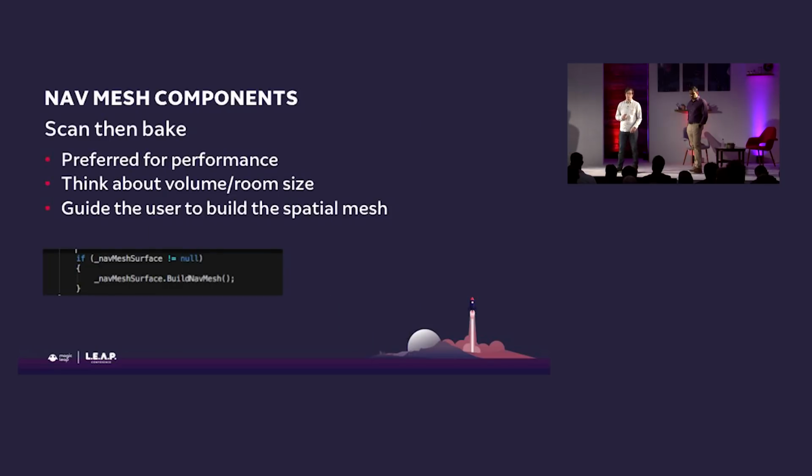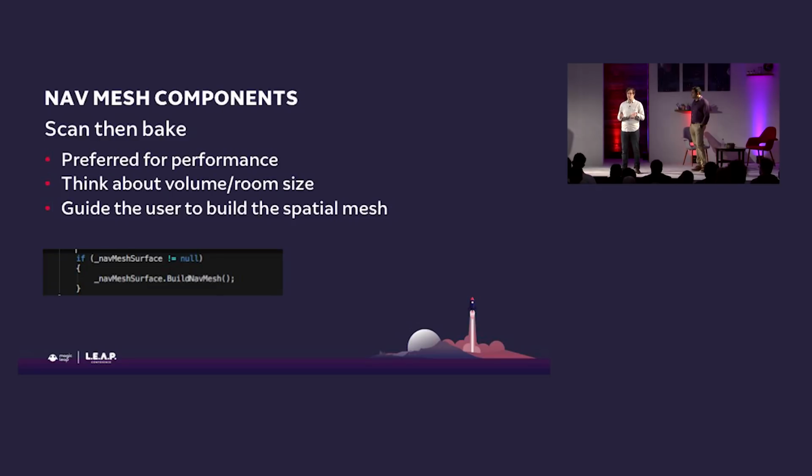Now I just want to talk a little bit about scanning and baking. So our application obviously needed to bake at runtime so we can avoid those obstacles, but there's also some compelling arguments for when you would want to scan then bake. And the reality is that this is going to be preferred for performance because you're not updating that navigation mesh as often, and you might only be doing it once.